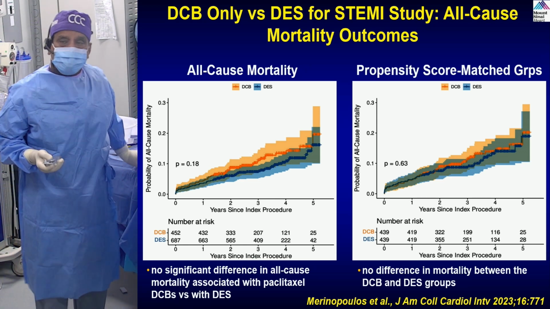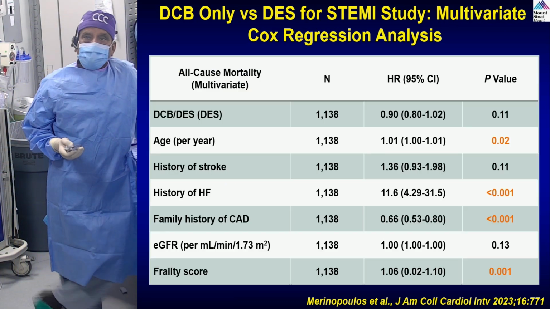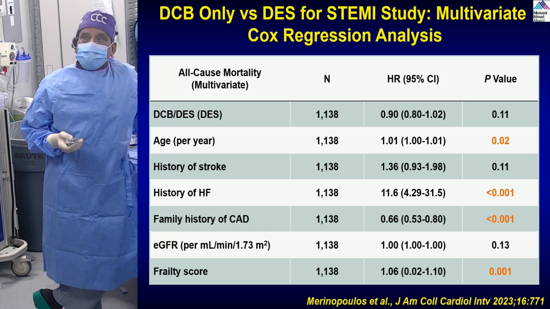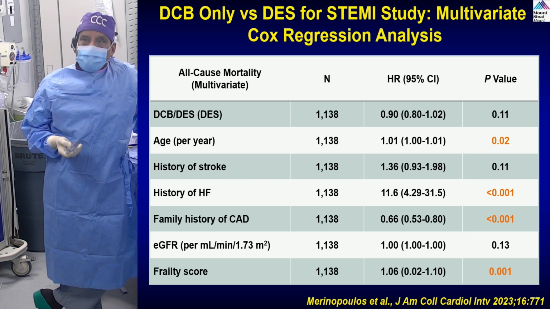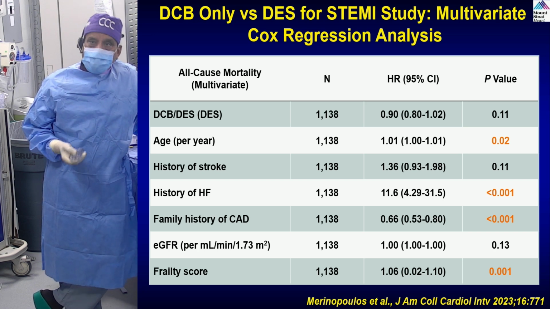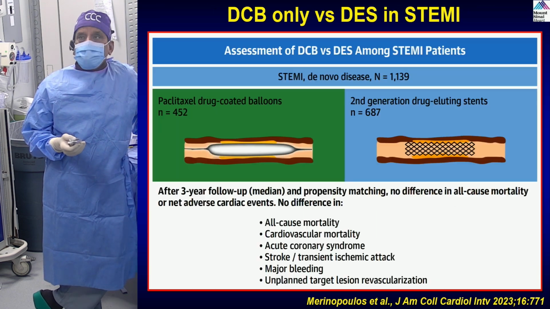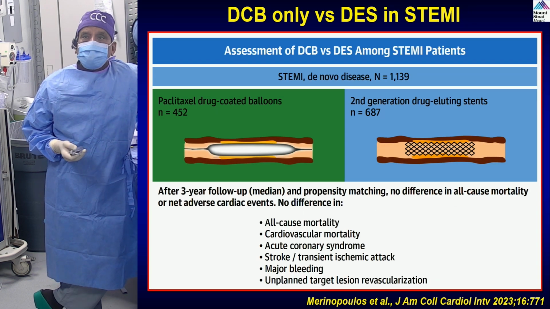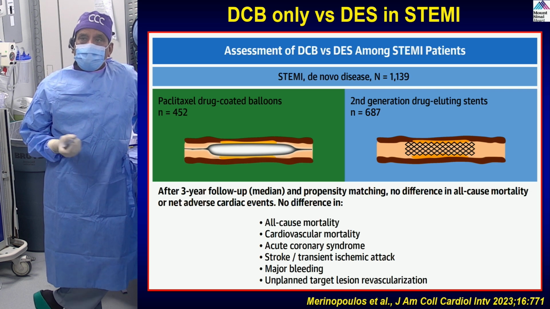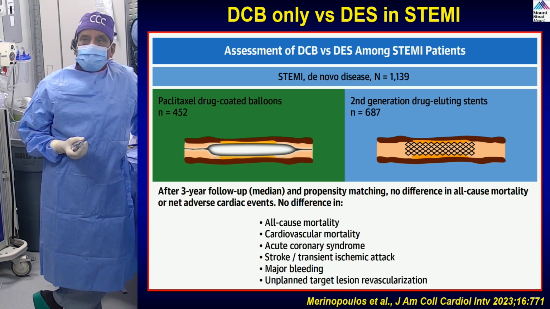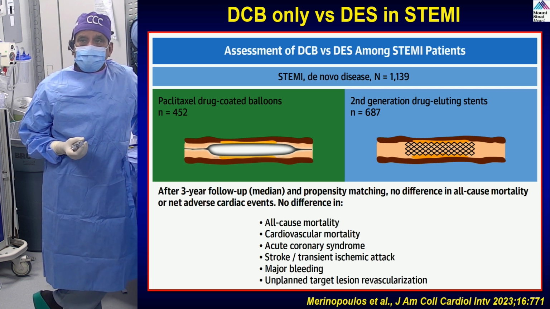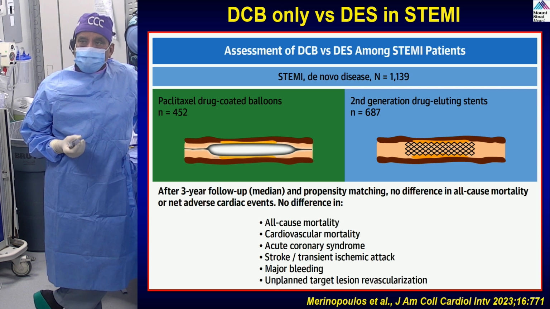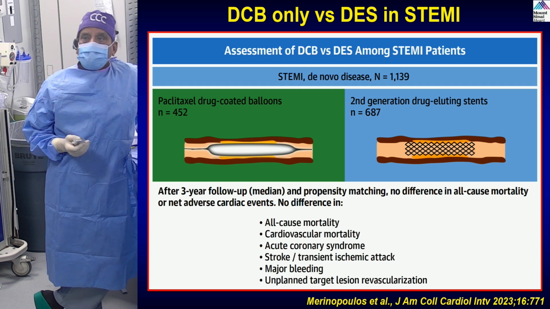This was a paclitaxel drug-coated balloon. Second, if you see what the predictors were, drug-coated balloon was not a predictor of subsequent events. It was age, heart failure, CAD, and of course your frailty score for mortality. So this basically puts it together. A 3-year median follow-up with a total 5-year follow-up, propensity matching, no difference in all-cause mortality, and net adverse cardiac events of cardiovascular mortality, acute coronary syndrome, stroke and TIA, major bleeding, or unplanned target lesion revascularization.